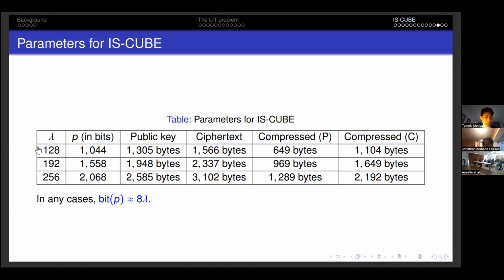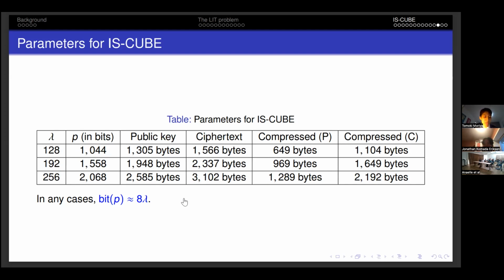When the security parameter is 128, the prime P is about 1,044 bits, and when the security parameter is 192, P is about 1,558 bits. And when it is 256, it becomes 2,068 bits. As you can easily check, these values are almost the same as 8 lambda. So the size of prime P is almost 8 lambda.